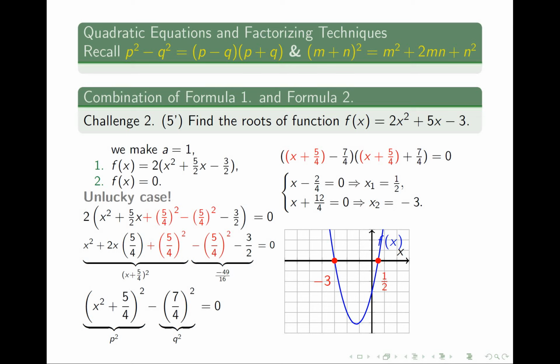Okay, here we end up with the second important formula for solving quadratic equations. We also went through the combination of the first and second formula.